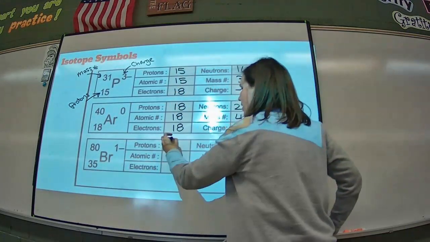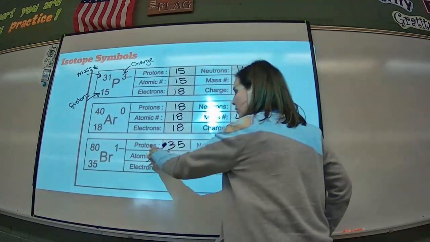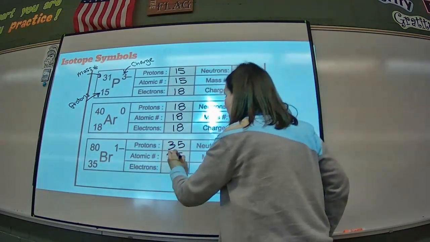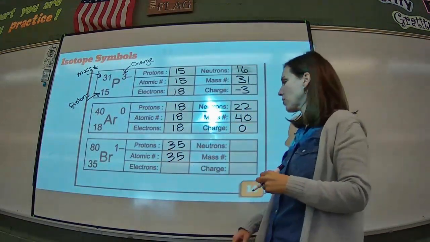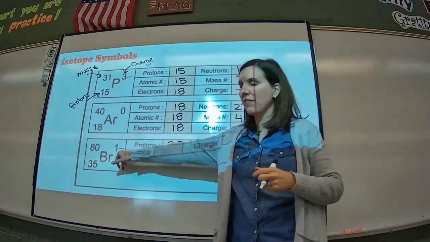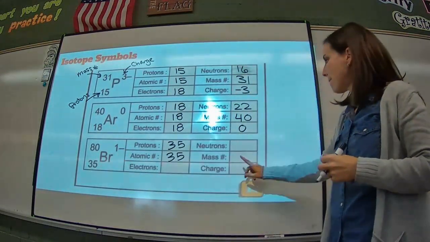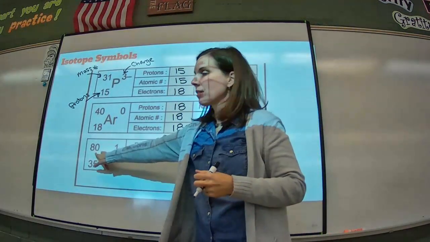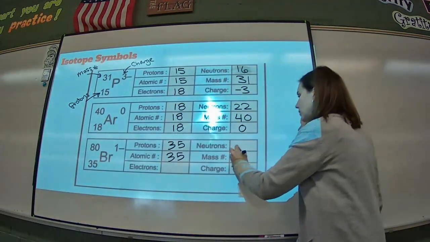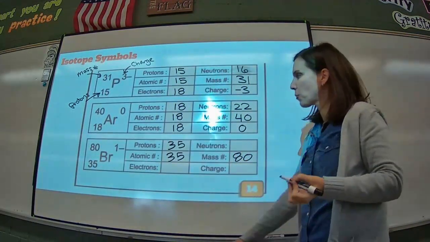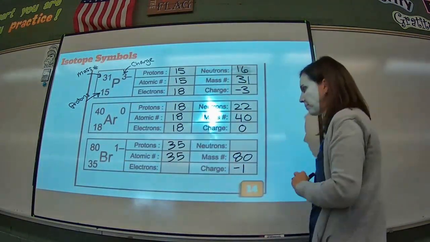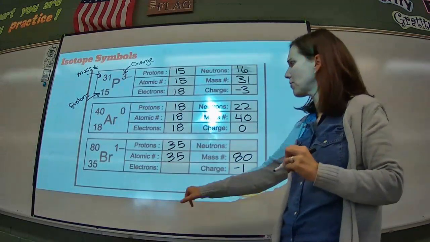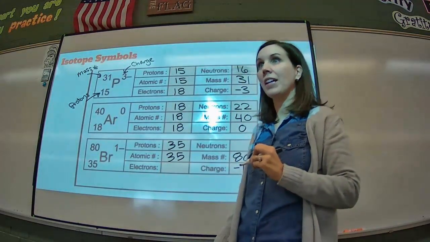Bottom number is protons, so I have 35 protons. Protons and atomic number are always the same, so that's also going to be 35. Electrons are not going to be so easy to calculate because we have a charge here, so we'll wait. Mass number we do know is this top number here, so that's 80. Charge we also know because that's up in the corner, so the charge is -1. So now we need to calculate neutrons. We need to calculate electrons.